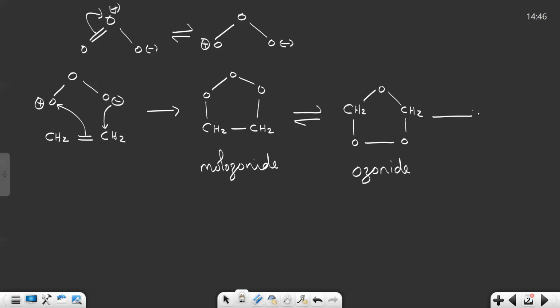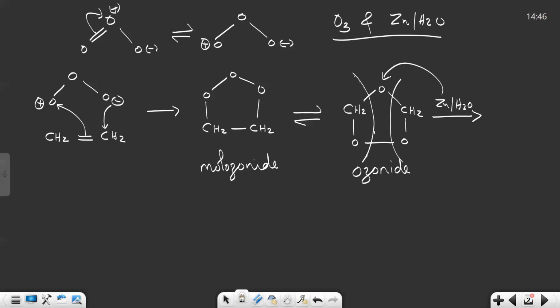Now ozone is done. So what are the reagents that we use here? Ozone and zinc and H2O, right? Ozone has already reacted. Now it is zinc and H2O. So in the presence of zinc and H2O, the bond cleavage takes place like this. This bond cleaves like this. This bond goes, and then zinc will come here and react with oxygen to form zinc oxide.